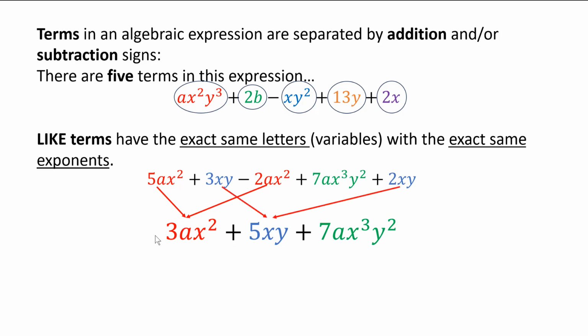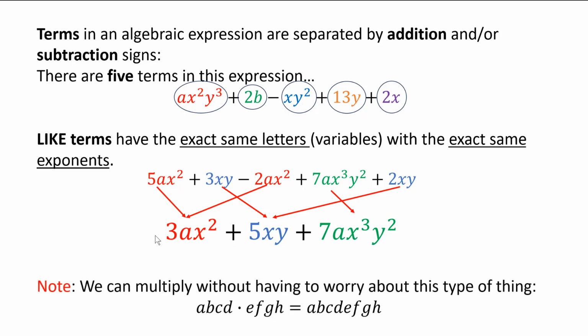Also, we have 2 terms that have an xy. That's the only one where they have the same 2 letters with the same 2 exponents. So 3xy plus 2xy is 5xy. And then we have 7ax cubed y squared, which doesn't have any other terms like it. So we can't do really anything with that.